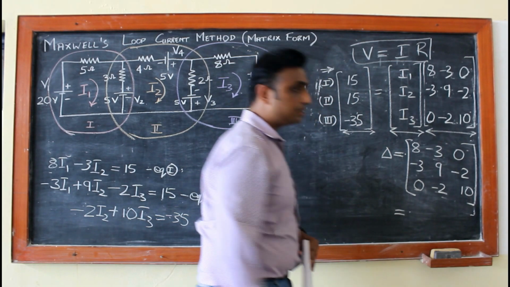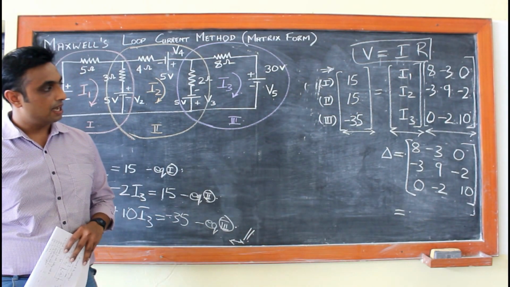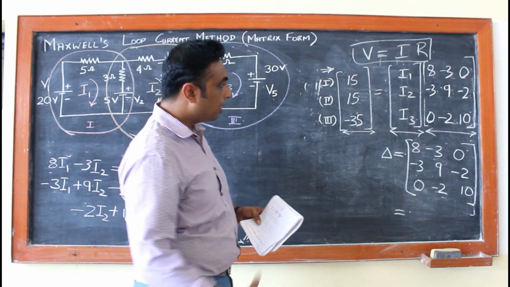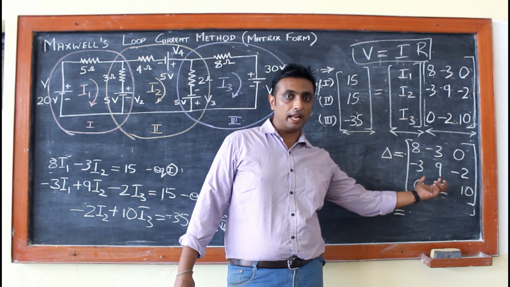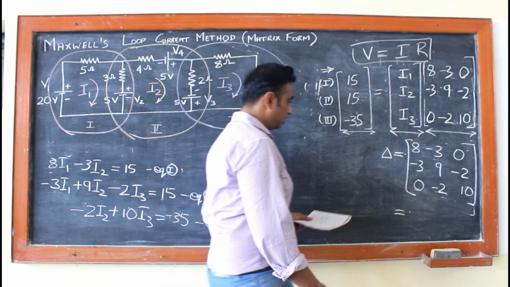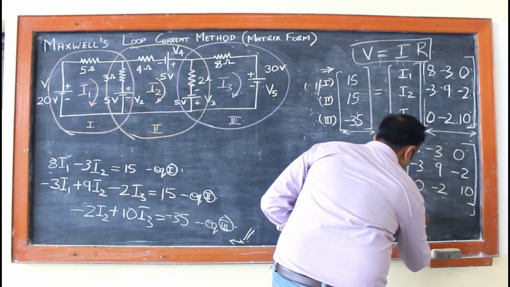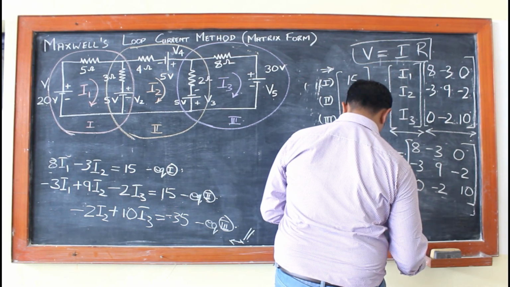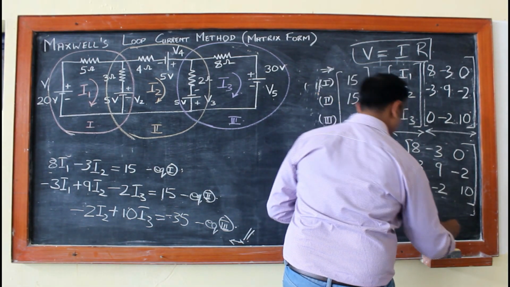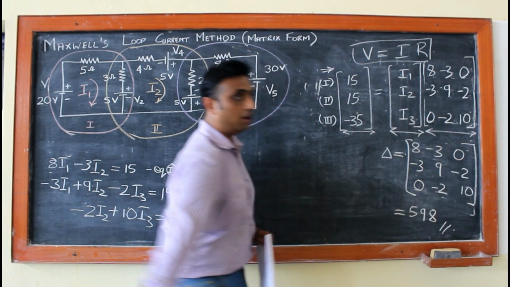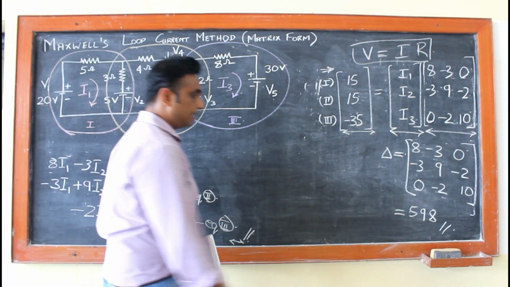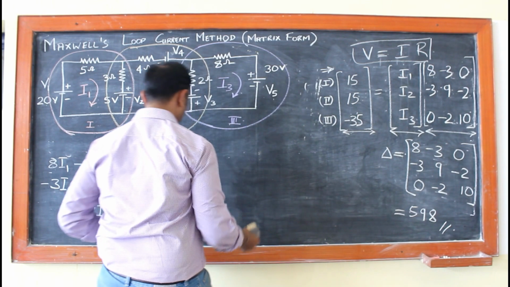So delta represents your resistance matrix. Now using your Casio calculator FX991 ES or ES plus, you can directly find out the value of your matrix using the determinant mode. So the value will come up to 598, which is the determinant of your resistance matrix. So you get the value of 598.